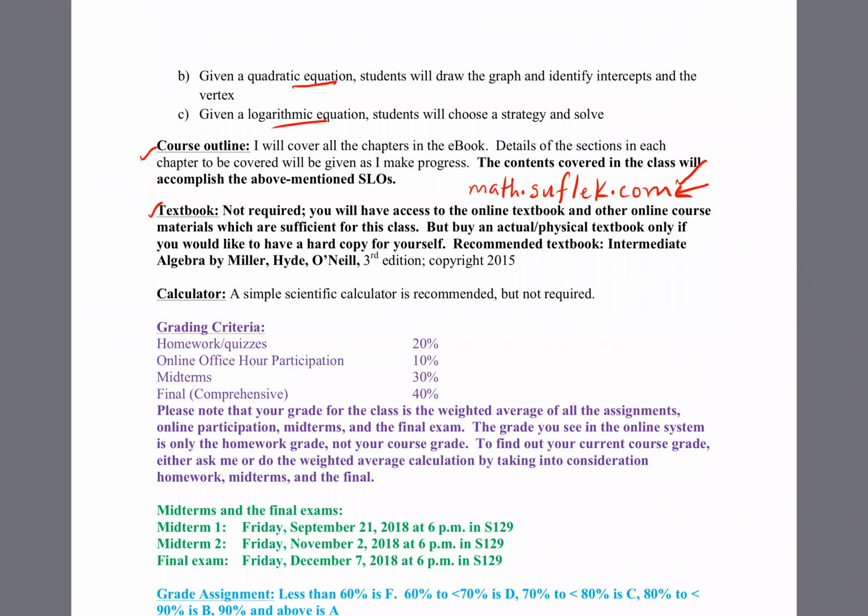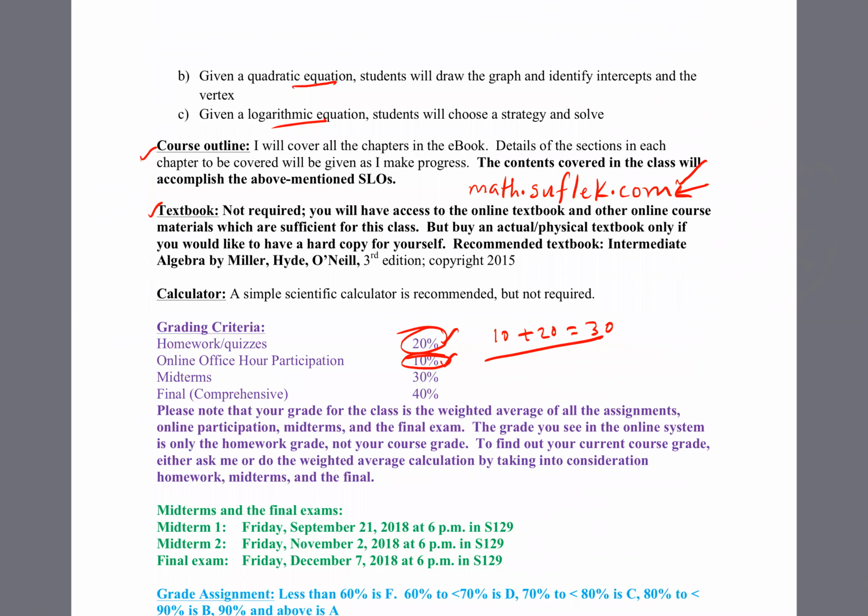Your homework and quizzes are going to be 20%. Your online office hour participation, which is vital for your success in this class, is 10% of your grade. But this 10% and this 20% don't add up to 30%. So 10 plus 20, of course, is 30, right? So 10% plus 20% is 30%. But the real math doesn't work here.